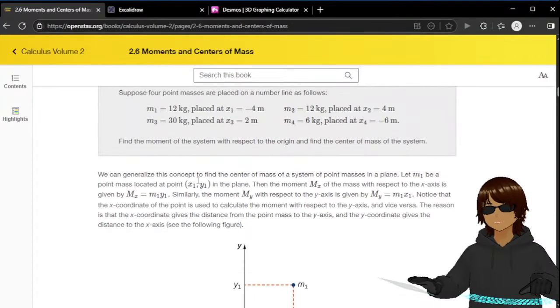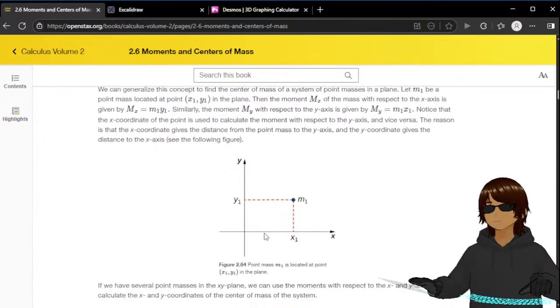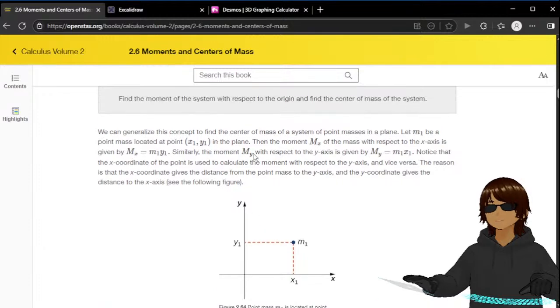You can generalize this concept to find the center of mass of a system of point masses in a plane. Let m1 be a point mass located at point x1, y1 in the plane, and then the moment Mx of the mass with respect to the x-axis is given by Mx equals m1 y1. Similarly, the moment My with respect to the y-axis is given by My equals m1 x1.